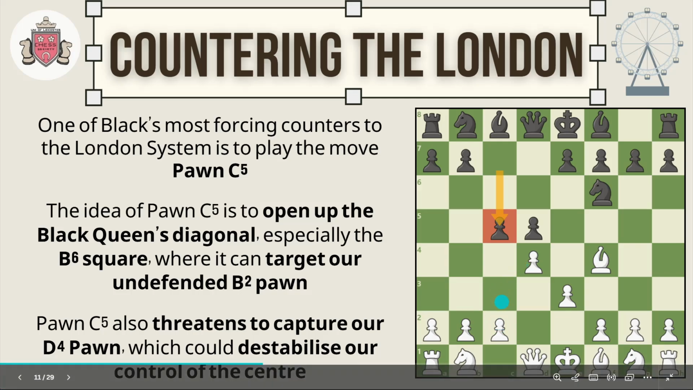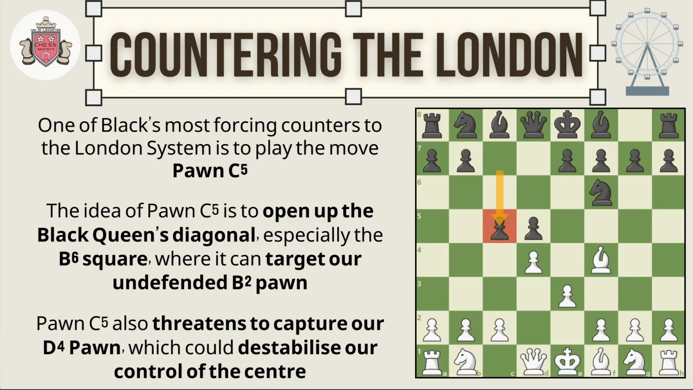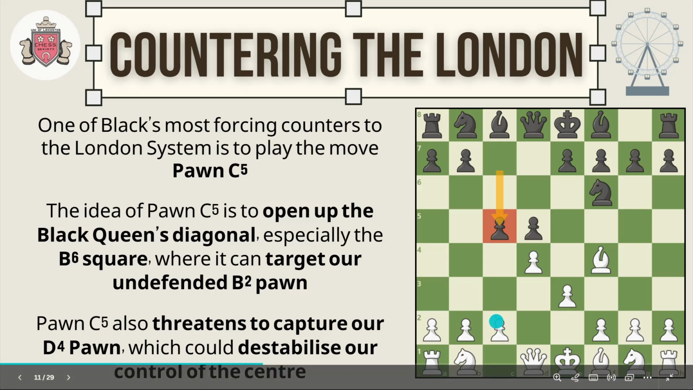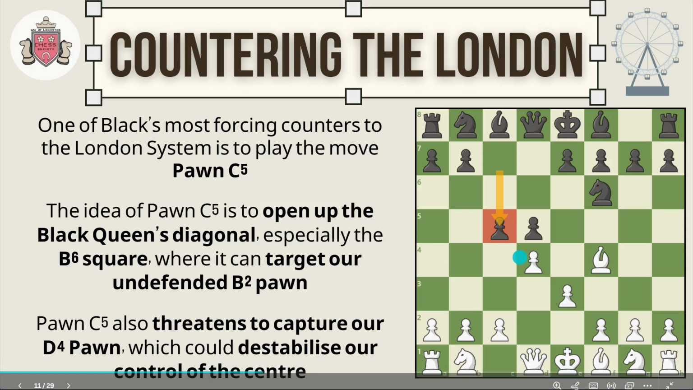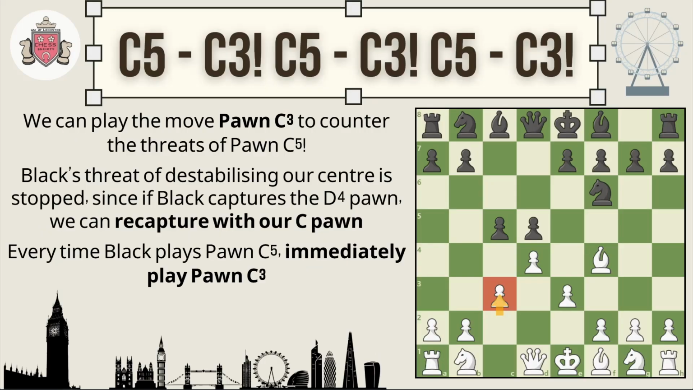So with pawn c3, remember that we're trying to create this pyramid structure as well. Pawn c3 not only creates our pyramid pawn structure, it also strengthens our grasp of the center. Even if black takes this pawn with this one, we can always recapture with the c pawn, right? And so we've still gained control of the center regardless of what black does with pawn c5. So we can play pawn c3 to counter the threats of pawn c5.